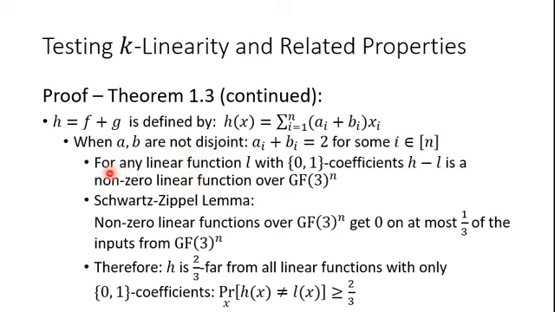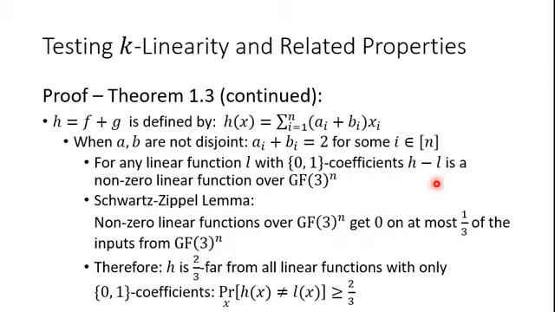So in this case, what we can see is that for any linear function L with 0, 1 coefficients, h minus L is definitely not going to be the identity 0 function over F3. This is, of course, because one of the coefficients will be 2, and here we only have 0s and 1s. So, of course, we'll end up with h minus L having at least one variable with a coefficient that is not 0. So, from the Schwartz-Zippel lemma, we know that the non-zero linear functions over F3^n can get 0 on at most 1/3 of the inputs from F3^n.